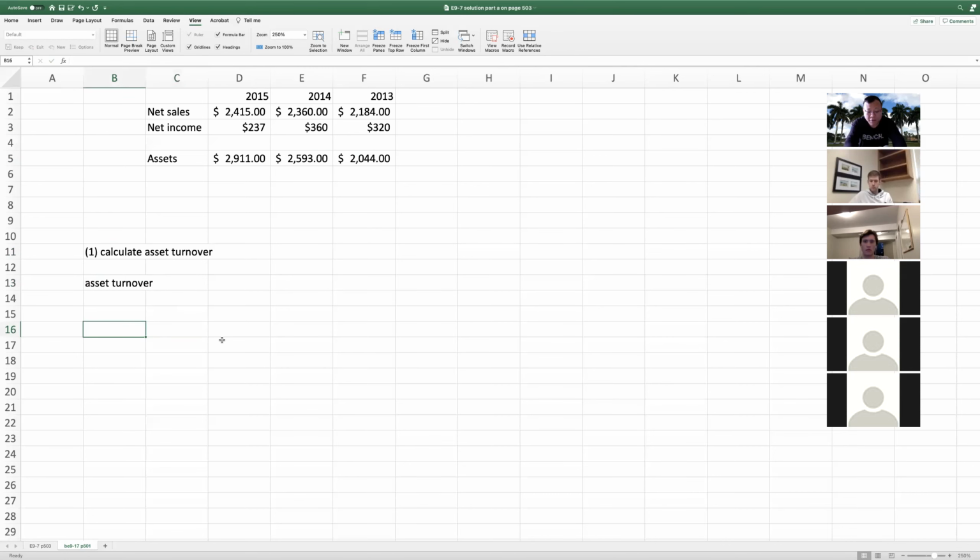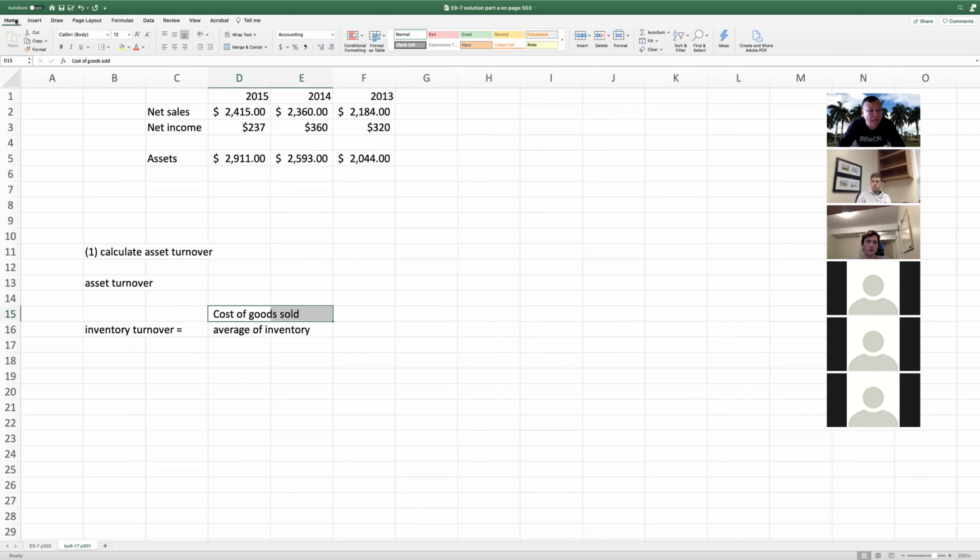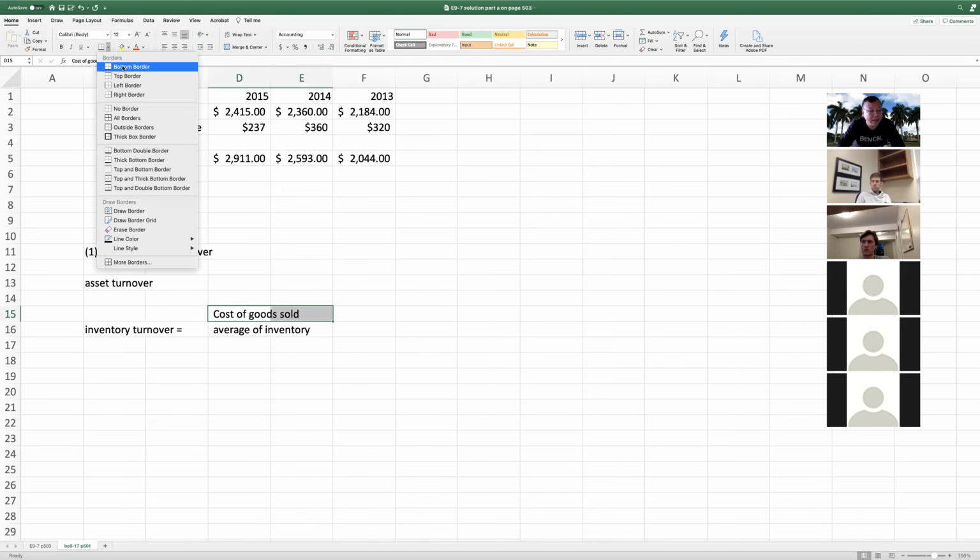Do you remember inventory turnover? You have learned the inventory turnover. Do you remember this? Anyone? You just learned about inventory. How to calculate it? Cost of goods sold divided by average inventory. Very good. So cost of goods sold divided by average of inventory, right? And the average is just the opening balance and ending balance. Just take the average of the two numbers.